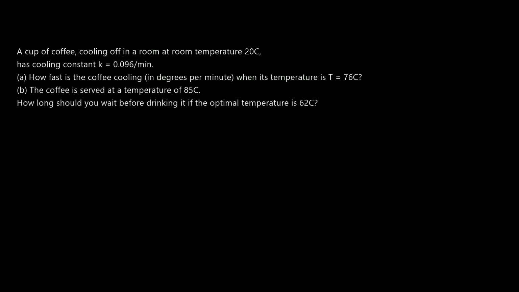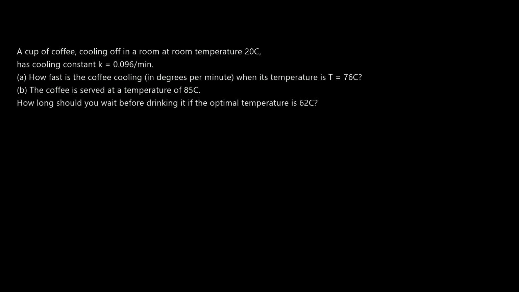So here is our final problem. We have a cup of coffee cooling off in a room at room temperature of 20 degrees Celsius with a cooling constant of k equaling 0.096 per minute. A. How fast is the coffee cooling in degrees per minute when its temperature is T equals 76 degrees Celsius? B. The coffee is served at a temperature of 85 degrees Celsius. How long should you wait before drinking it if the optimal temperature is 62 degrees Celsius?